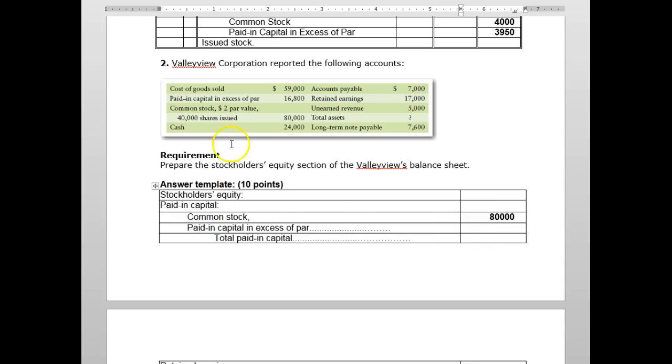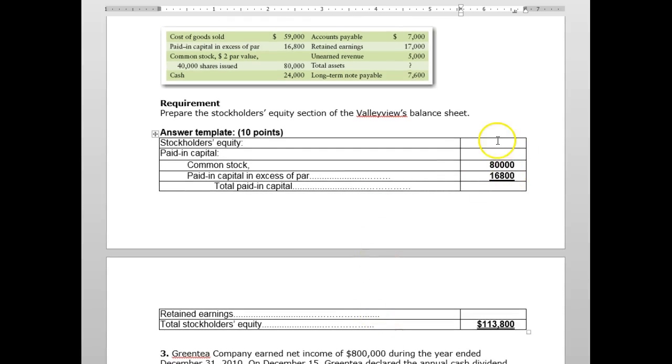What's the additional paid in capital? Well, where do they have that listed at? That's $16,800. Kind of get the idea? Now we need to add those two together, which is going to be $96,800. And retained earnings is another part of equity. Retained earnings are previous net income that hasn't been distributed to the stockholders or hasn't been removed from the equity section. And it looks like our retained earnings is $17,000.